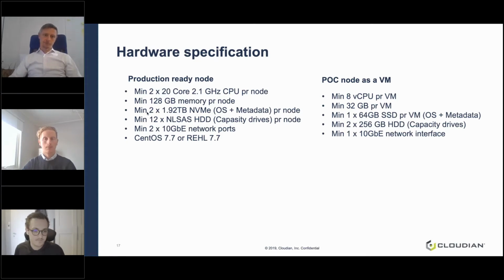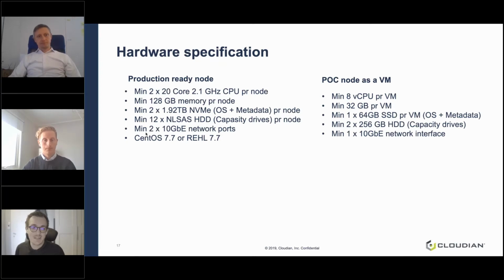your entire node. We also populate the nodes with minimum 12 NL SAS capacity drives. They can be from 2 terabyte to as big as you want them. In our appliances, the smallest one is 10 terabytes. And you need some network, of course, since S3 is basically a web protocol, it's storage over HTTP, HTTPS. You need some high-speed network, so we require minimum 2 10 gig network ports. And your server hardware needs to support CentOS 7.7 or Red Hat Enterprise 7.7. That's the operating system Cloudian is running on. So that's the production side of it.